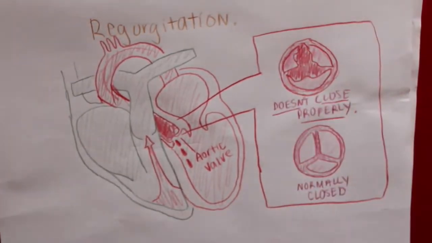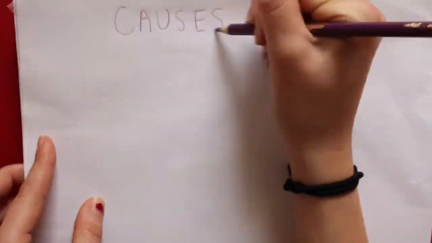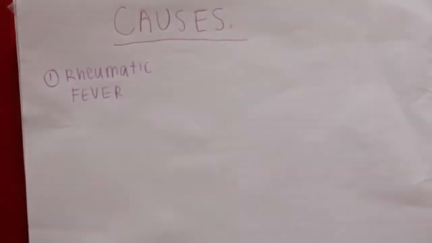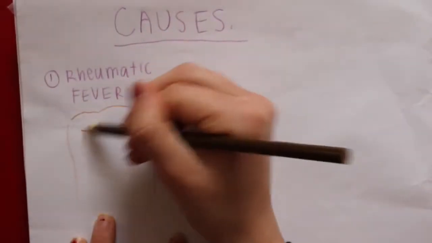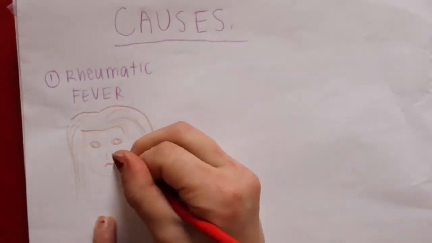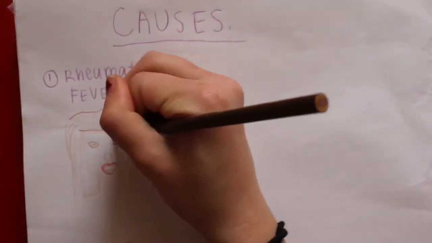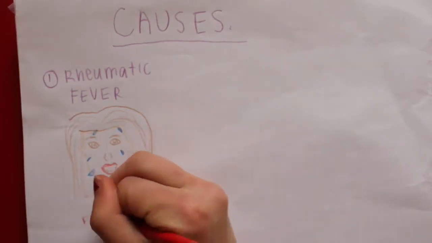Now that we know what aortic valve regurgitation is, what are the causes? The first is rheumatic fever. If you had a complication of strep throat as a child or as an adult, this can cause the valve to be affected. If you have this particular disease, it's called rheumatic heart disease.